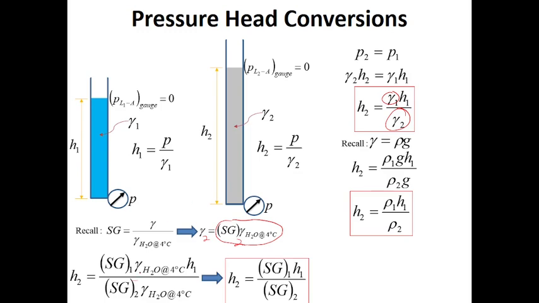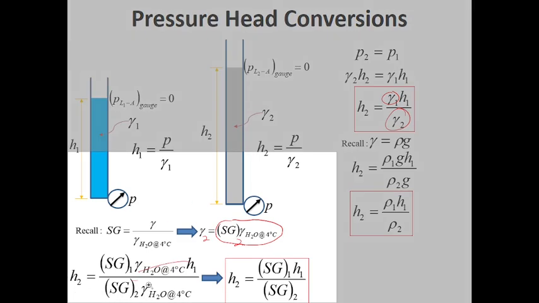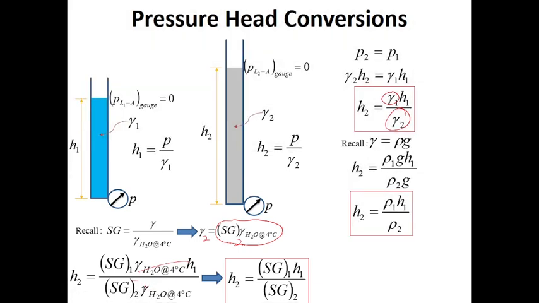So we can eliminate this one. So SG1 H1 all over SG2. So that's the formula in converting the height of liquid 1 to height of liquid 2.